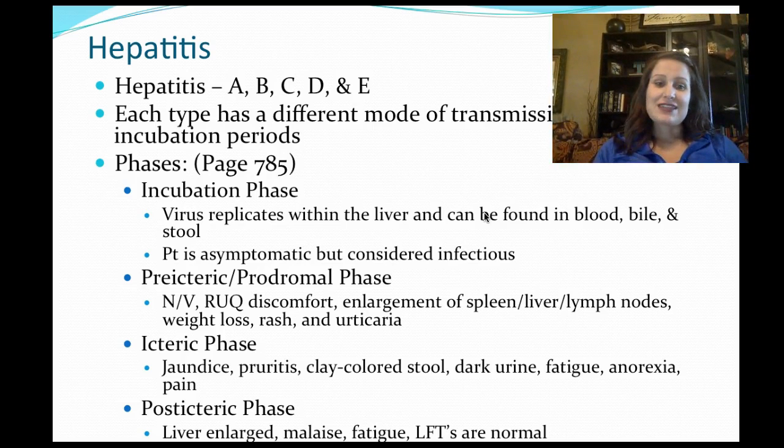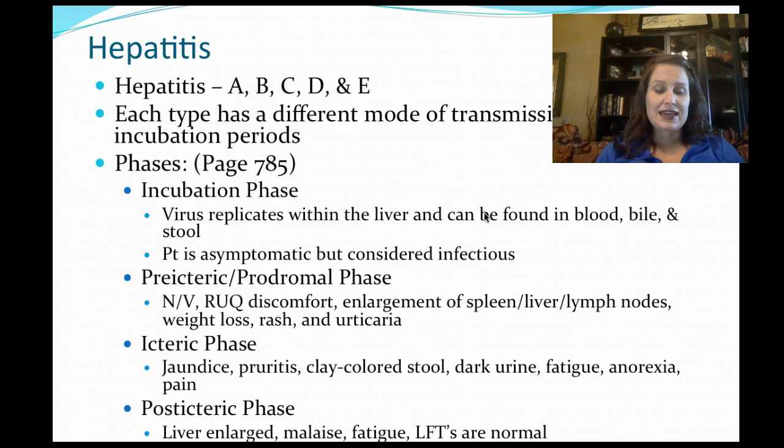There are different phases, and it starts with the incubation phase. This is where the virus replicates in the liver. It can be found in the blood, the bile, and the stools, so they are able to actually test it and see that the virus is there. The patient is usually going to be asymptomatic, but considered infectious during this period of time.